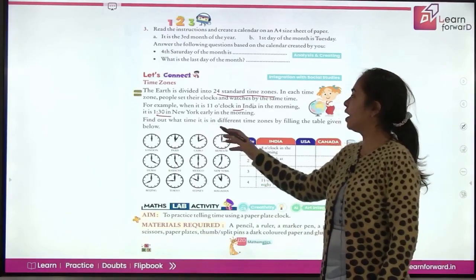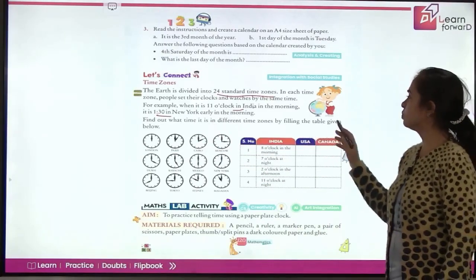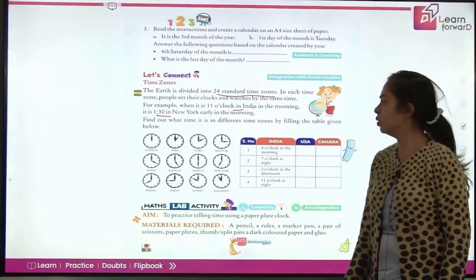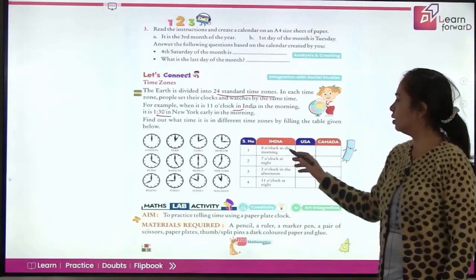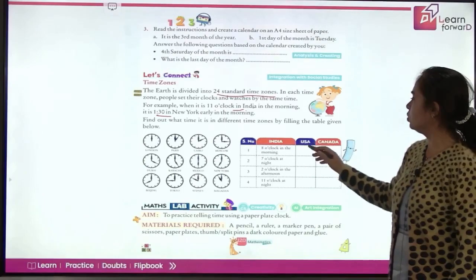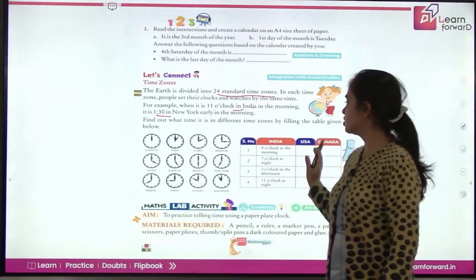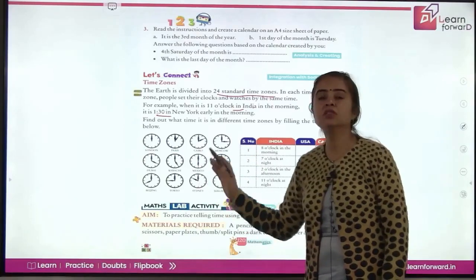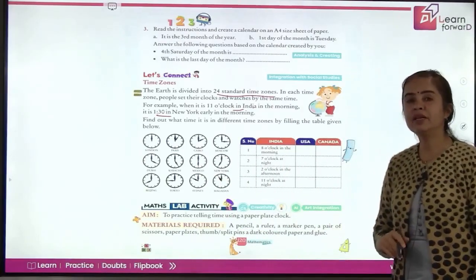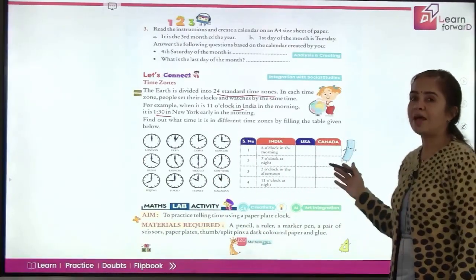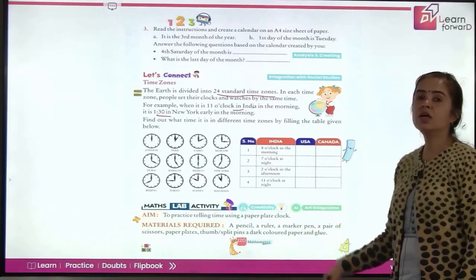Find out what time is it in different time zones by filling the table given below. So 8 o'clock in the morning according to USA and according to Canada. So you have to just see from these clocks. You can also explore from internet, take help from your parents and teachers to find out the difference in time here.